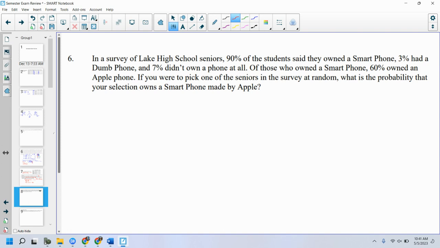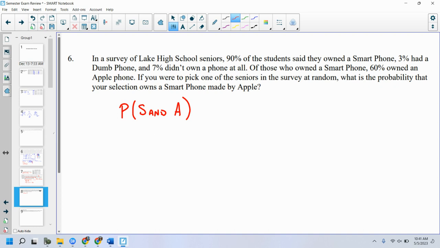Of those students who owned a smartphone, 60% owned an Apple. If you were to pick any one of the seniors at random, what is the probability that you select a smartphone made by Apple? Basically I'm asking, what's the probability of S and A? A smartphone that is also an Apple. That's what I really want to know.